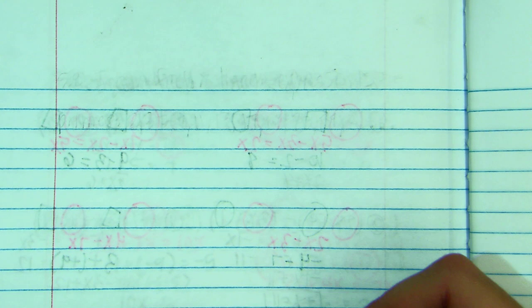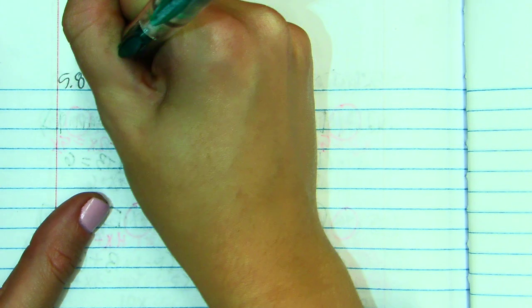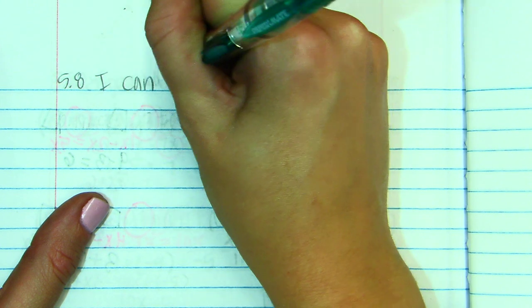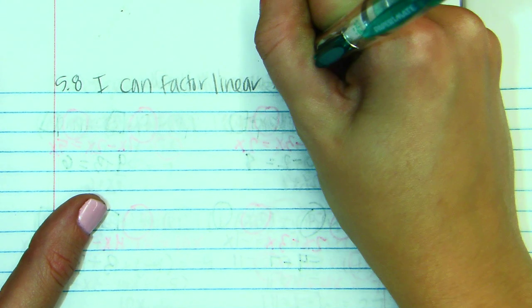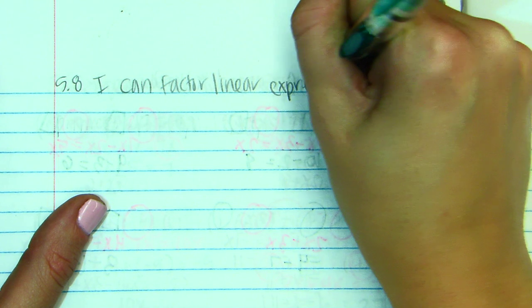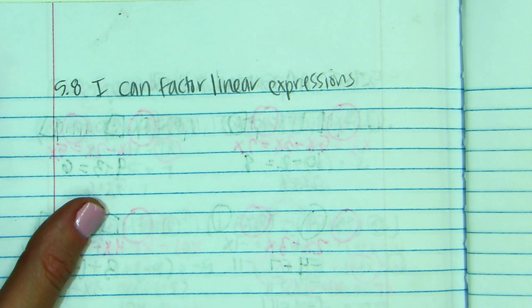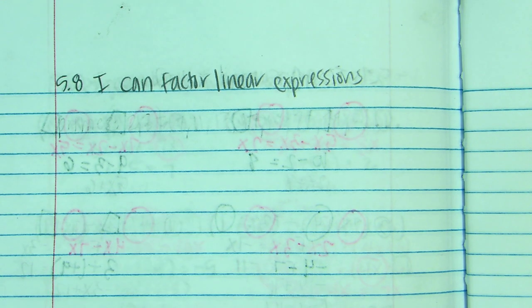Our last section in chapter 5 is going to be 5.8. I can factor linear expressions, and I apologize because my work is kind of bleeding through.